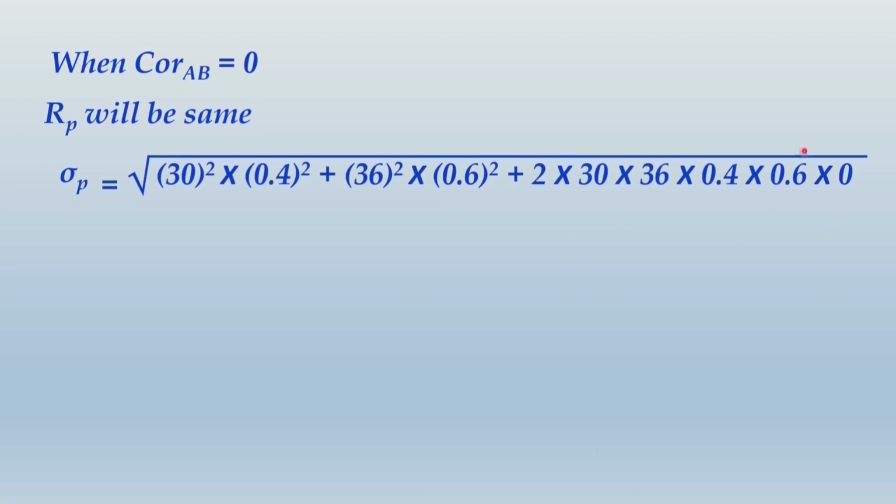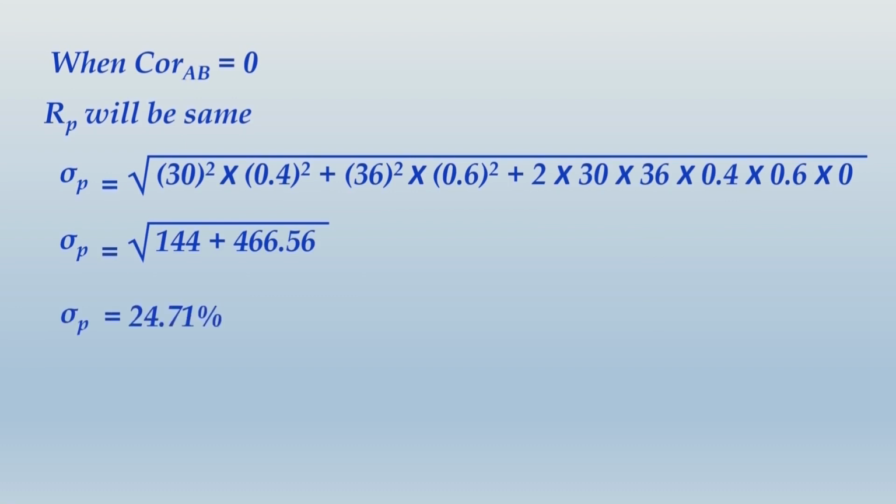The last term over here, that was the correlation between A and B, instead of 0.25, now we have substituted this to 0. As an impact, this whole third term will become 0 because a 0 is getting multiplied to this whole thing. So we are just going to have the first term and second term aggregate, third term will be 0. So standard deviation of portfolio will be square root of 144 plus 466.56. Standard deviation of portfolio reduces to 24.71%. Please write up this as well and then I take you ahead.